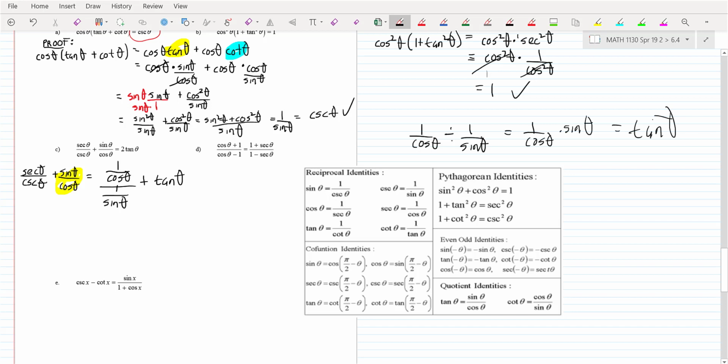Okay. Now, what you guys want to learn how to do, and you can do this, if you saw secant theta over cosecant theta, you can immediately change that like this. If you bring that to the bottom, it becomes a cosine. If you bring the cosecant to the top, it becomes a sine. You can do it that way if you understand that. So you would end up getting basically a tangent theta plus a tangent theta, and that's equal to 2 tangent theta.